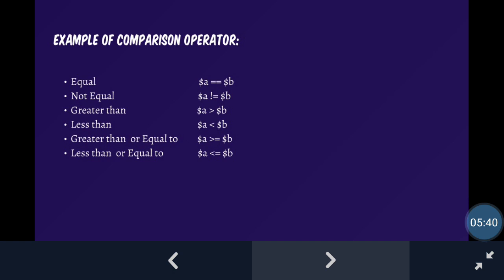So we have two choices here. Next, less than or equal to. It returns true if the left operand is less than or equal to the right operand. We shall see the program now.